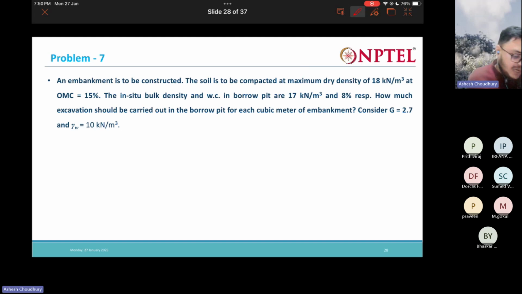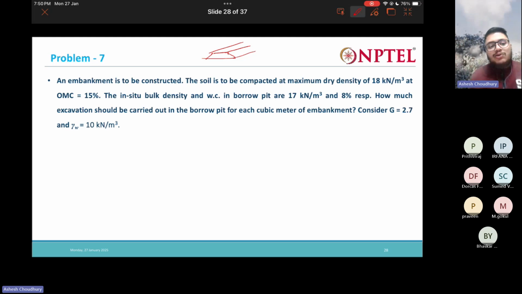So this is a very practical problem. Generally when we construct embankments, say road embankment or railway embankment, anything, we need to carry the soil from some other site. That site is known as a borrow pit, because when you borrow the soil from some place, a pit will be formed, right? So we call it a borrow pit. You need to carry the soil from some other place to your site.